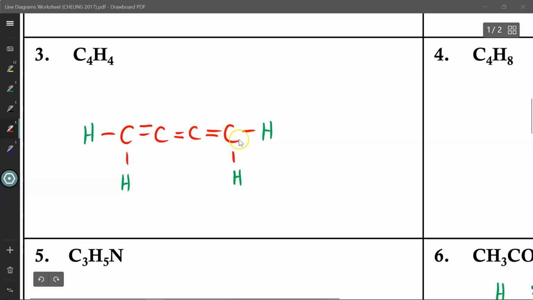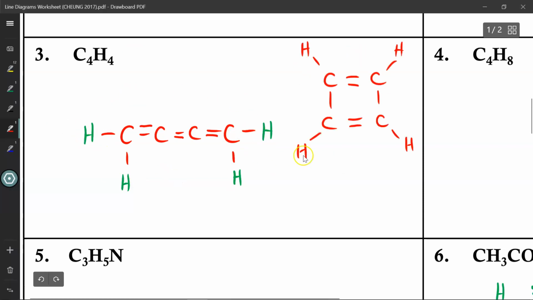Remember, each line represents 2 electrons, so hydrogen gets 2, and these carbons get 8. 2, 4, 6, 8. So this is just one possible structure, but this is another one as well.